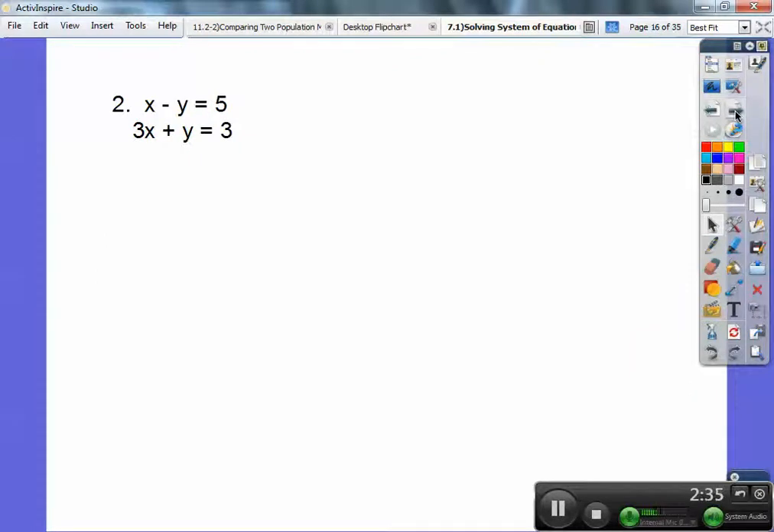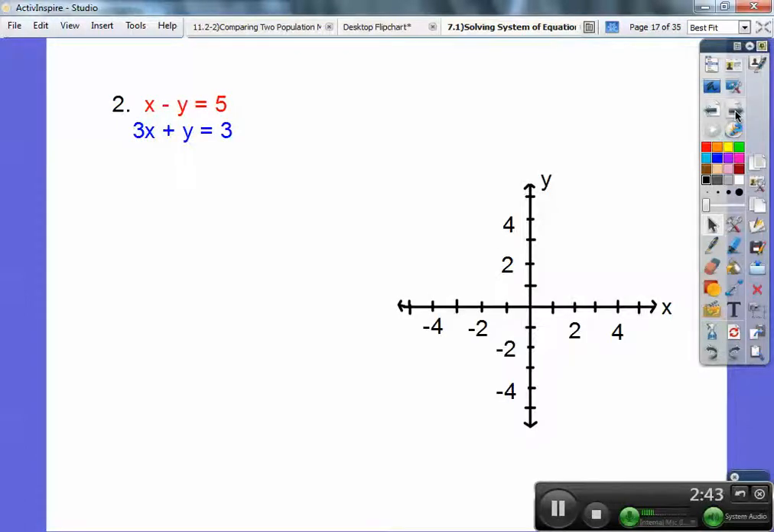x minus y equals 5. This time I'm not going to solve for y. I'm going to use the intercept method. And then 3x plus y equals 3. I'll do the top one in red and the bottom one in blue. Here I'm going to let x equal 0. When x equals 0, pretend that x isn't there, and you have negative y equals 5, so y must be negative 5. So there it is, 0, negative 5. Now when y is 0, the negative y goes away and I'm left with x equals 5, which is way over here. I'm going to connect those points, and there's that line.